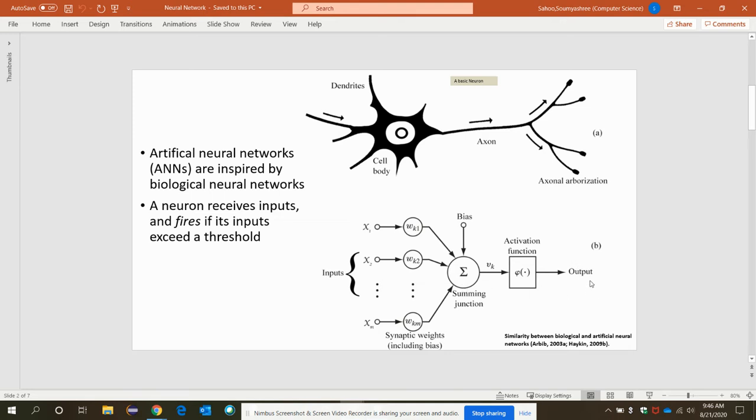Then last is our output. Here the information, to which an appropriate activation function is applied, is processed to produce the output required for the input data given in the first stage of the network. So artificial neural networks are inspired mostly by biological neural networks. This is the basic structure of a neuron, and the neuron receives inputs and fires if the inputs exceed a threshold.